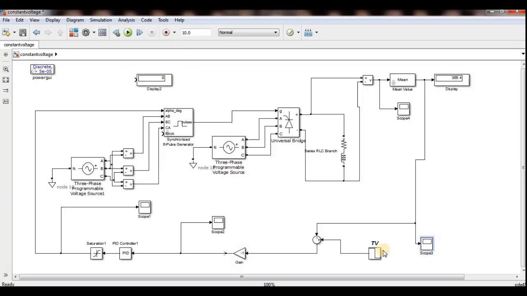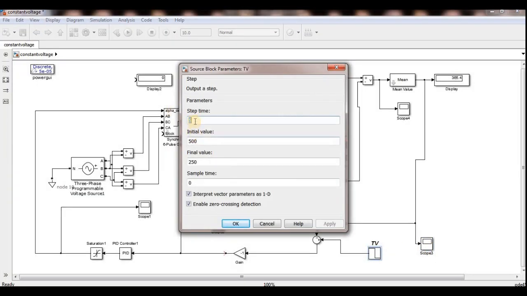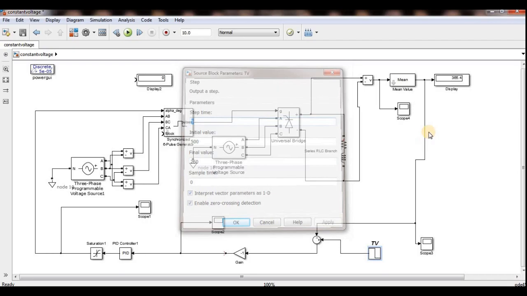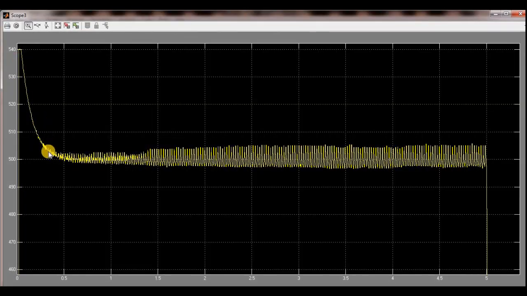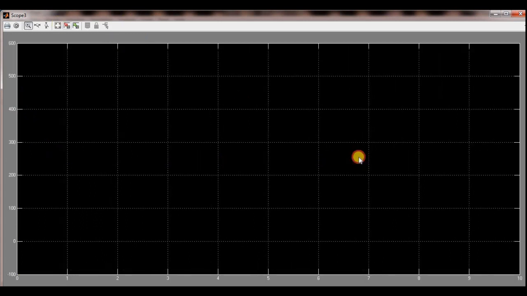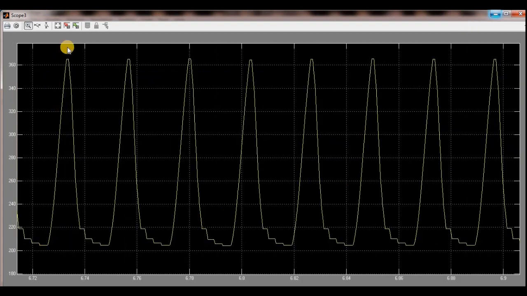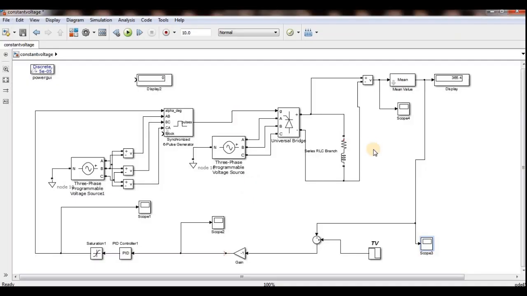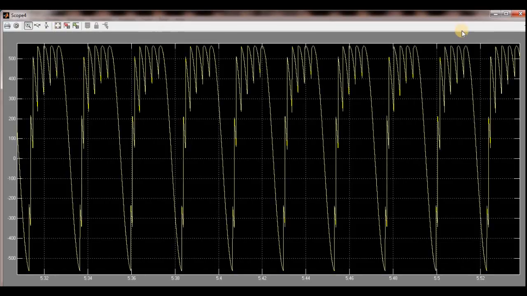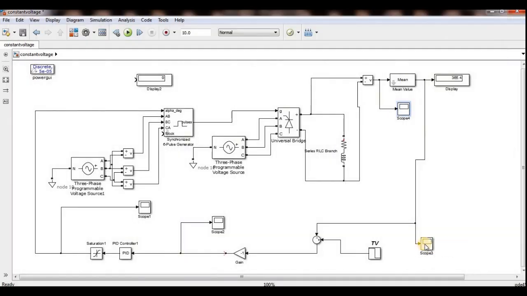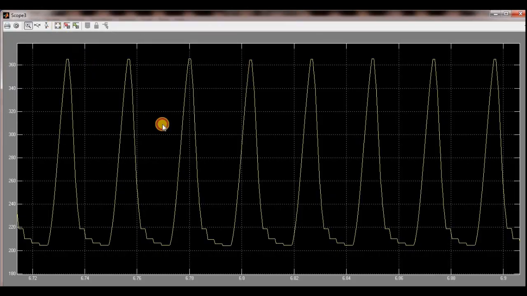See, at starting I require only 500 volts. So this is my target. I require only 500 volts up to 5 seconds, then 250. So see, here I am getting 500 volts up to 5 seconds. This is the 5 second. After that I am getting the average as 250, because I require 250. But see, the chattering is very high. See, it is coming from 200 to 360. This chattering can be reduced.